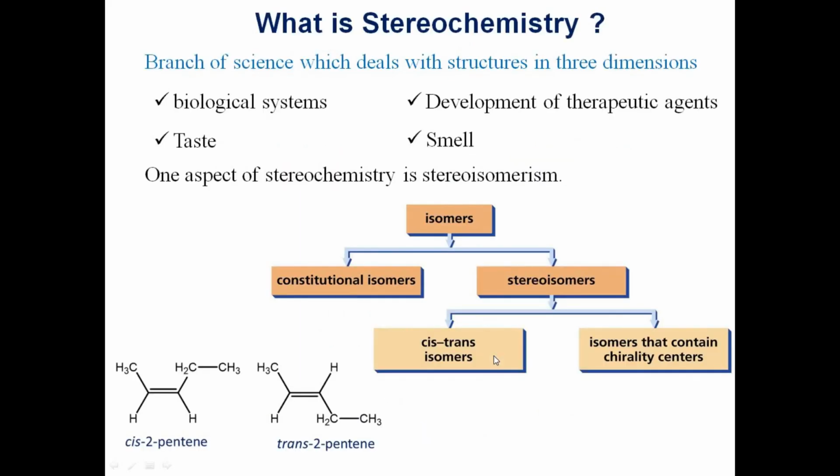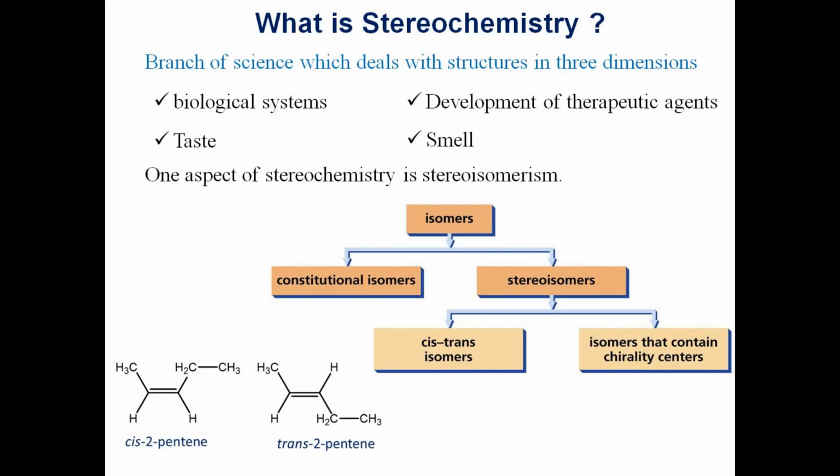So in today's topic, we are going to know about stereochemistry. Stereochemistry is the branch of science which deals with the structures in three dimensions. And there are several applications of stereochemistry including biological systems, development of therapeutic agents or drugs, and even tasting a compound or smelling a compound also involve the branch of stereochemistry.